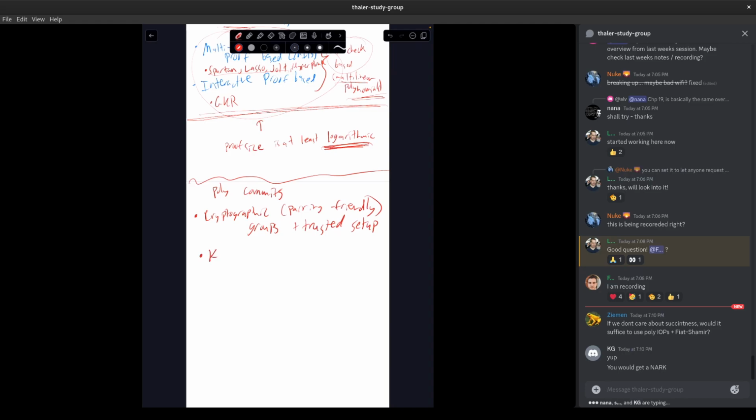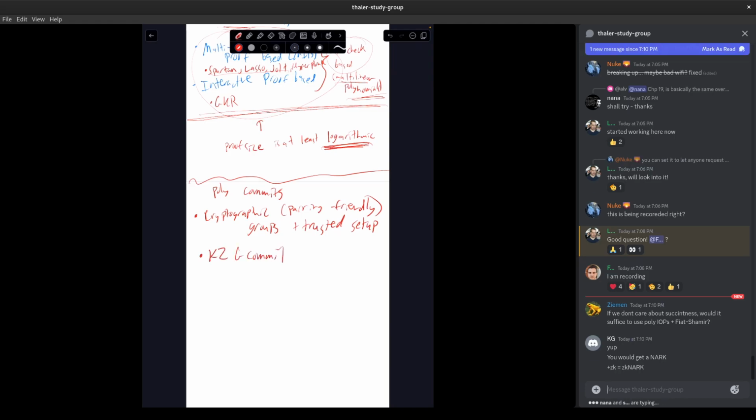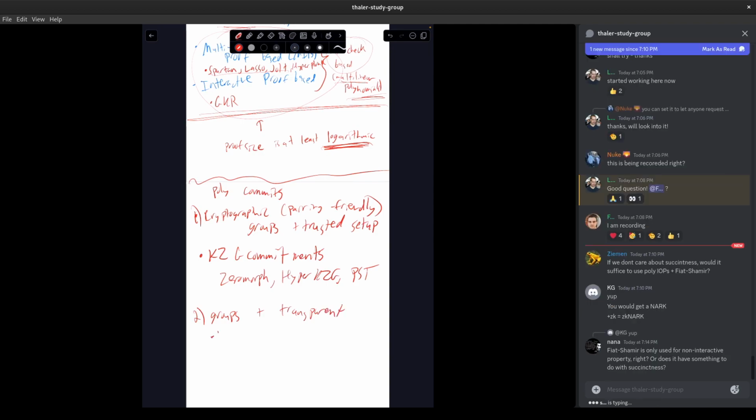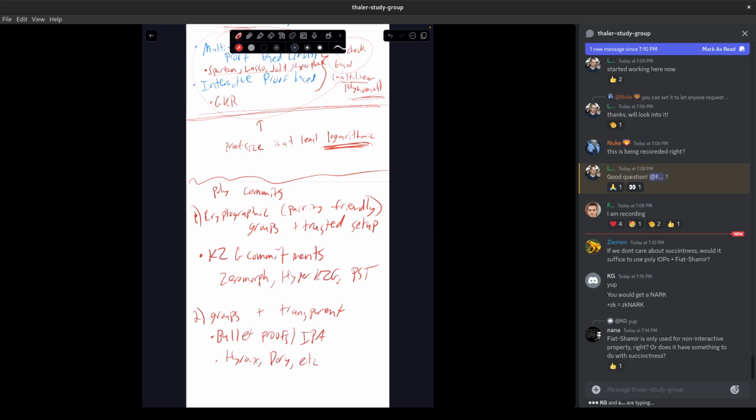The main example here is KZG commitments, which only supports univariate polynomials. But there are various analogs for multilinear polynomials like Zeromorph, HyperKZG, PST, and others. So that's one category. Another category is also based on groups, but no trusted setup. People call those transparent. The most popular one here would be Bulletproofs, also known as IPA. But there are other examples as well, like Hyrax, Dory, etc.